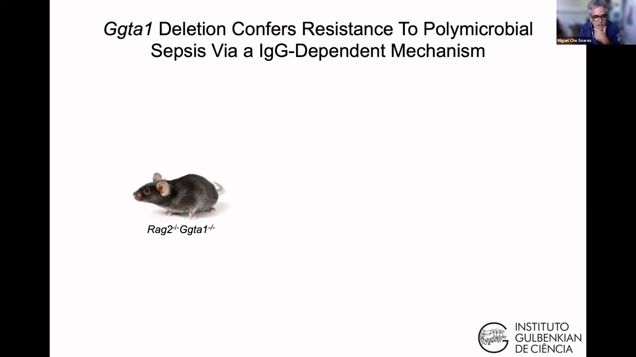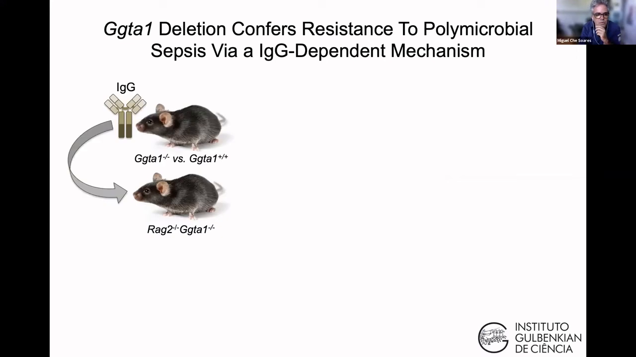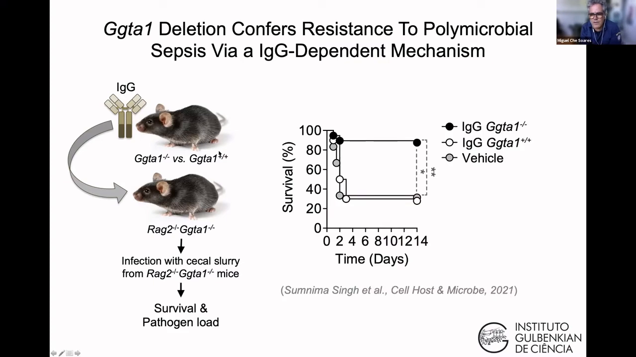So here what we took is a mouse that lacks an adaptive immune system, no B cells and T cells. It also lacks GGTA1, so it's a bit like a human. And we took antibodies that we purified from the circulation of mice that we found to be protected against sepsis or not protected against sepsis. And we took IgG and we transferred it to these ones. And then we infected them with the cecal slurry, which is just an inoculum from the cecum, to maintain exactly the same conditions. And we saw whether the antibodies coming from one genotype or the other would exert different effects.